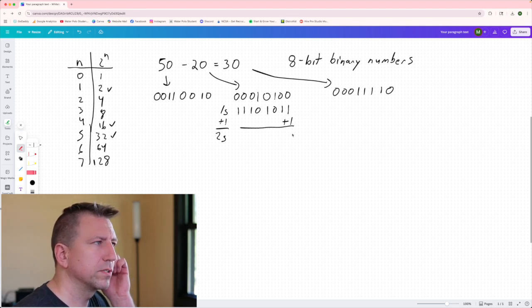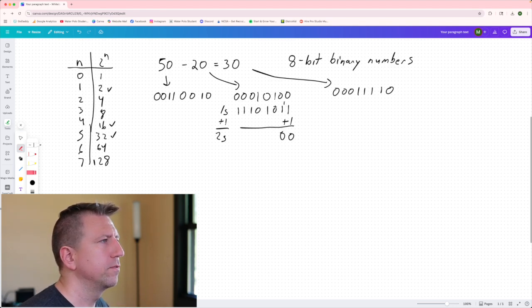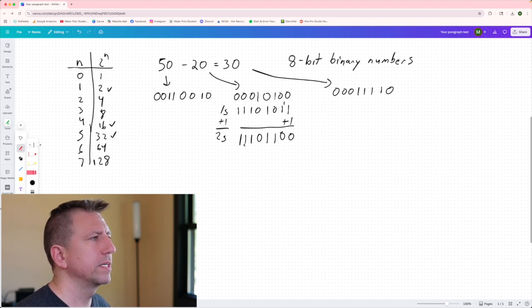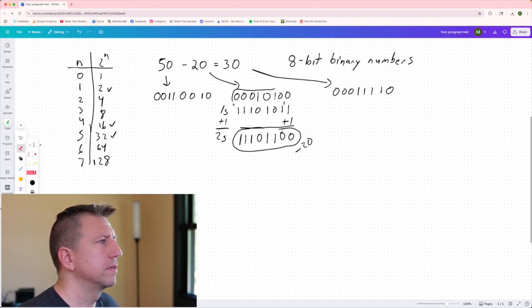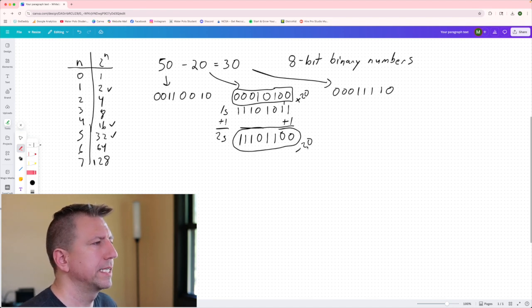And so we add 1. 1 plus 1 is 2. Carry the 1 up here. This is going to be a 4. Carry the 1. And so on. So we get 1110, 1100. Now this represents the number -20, where this one represents the number +20. So we took +20 and got to -20 by doing 2's complement.